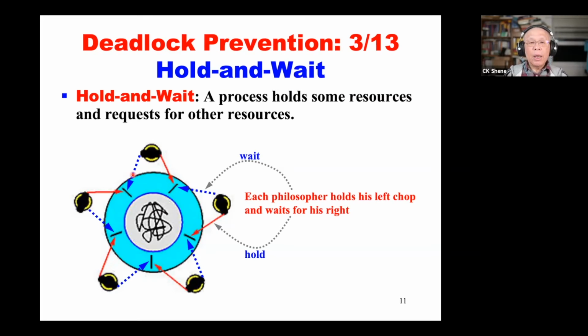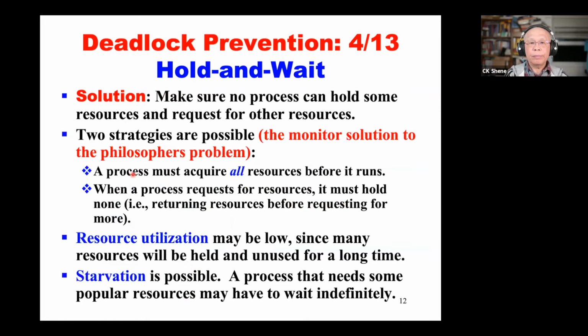Now we have seen several solutions to the dining philosophers problem without deadlock. So that means hold and wait can be avoided in some way. In general, what we want to do is make sure no process can hold some resources and request other resources. Two commonly seen strategies are possible. The first one is a process must acquire all resources before it runs.